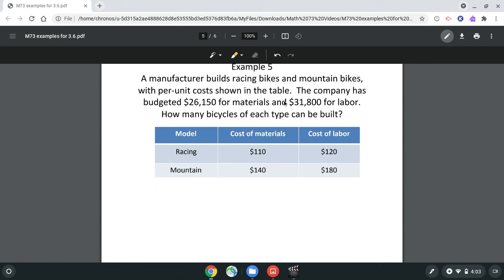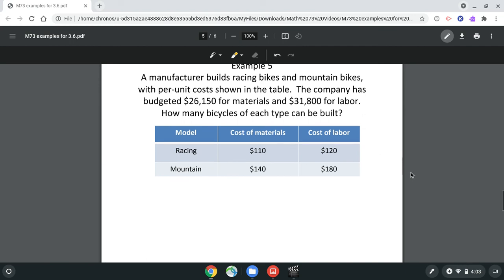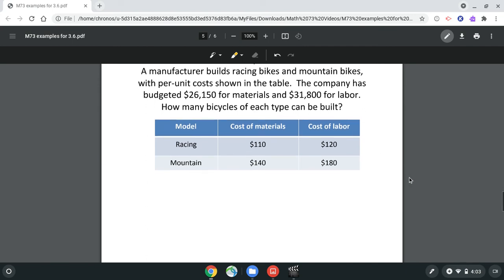Okay, so let's take a look here. $26,150 for materials, $31,800 for labor. How many of each type? Well, so how many of each type? That's how you're going to define your X and Y. So let's do that. Let X represent the number of racing bikes.